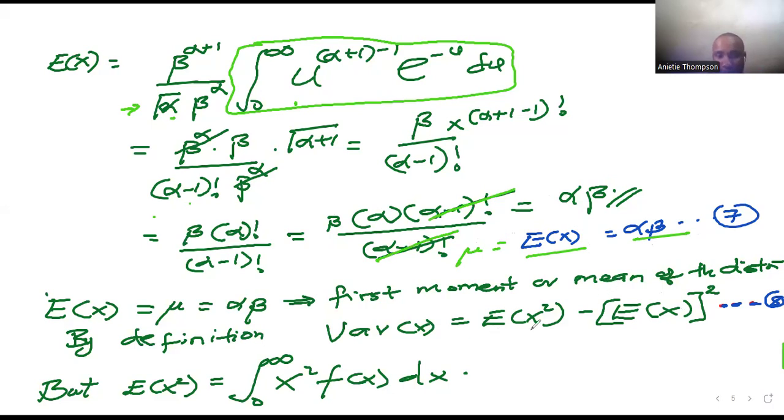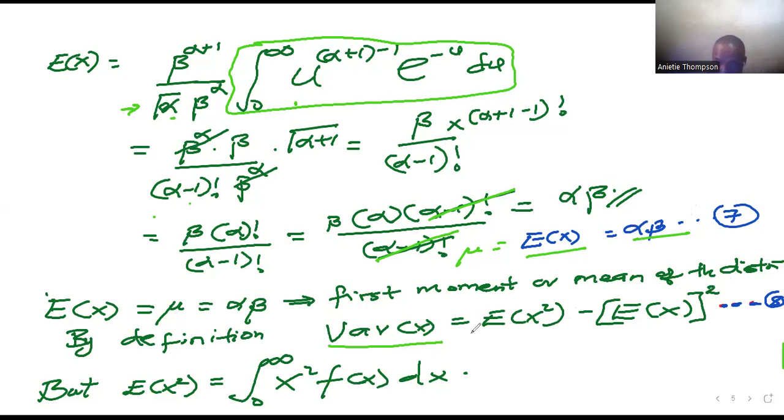Similarly, as the last objective of this particular tutorial, we want to find the variance, var of x. Variance by definition is equal to the expectation of x squared minus the expectation of x, all squared. Remember, we've gotten the expectation of x already, so that means we can put this here and square the result.